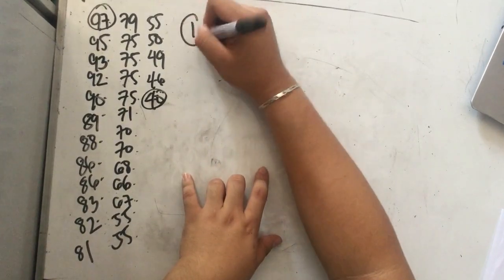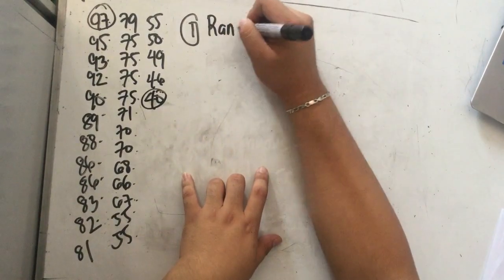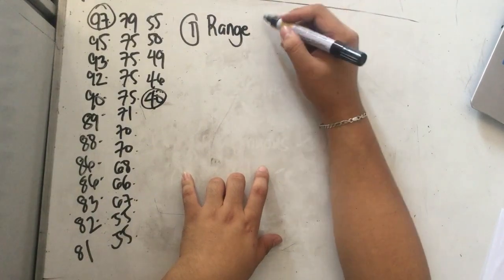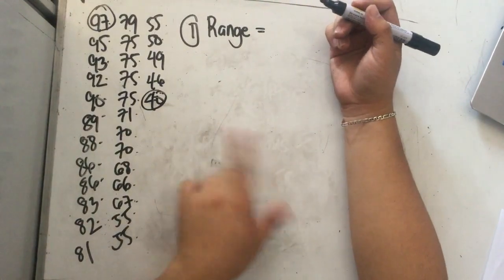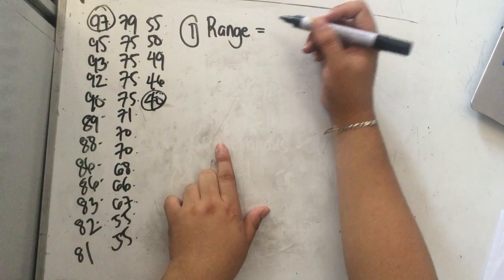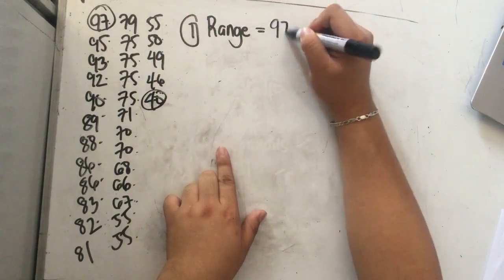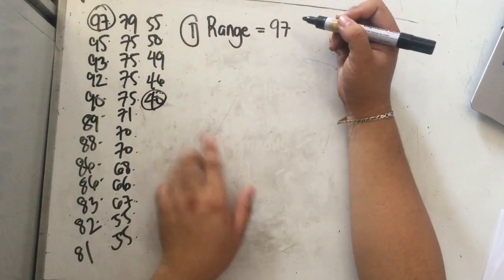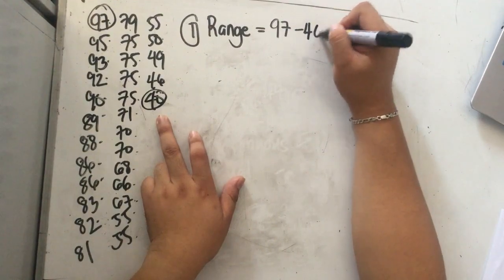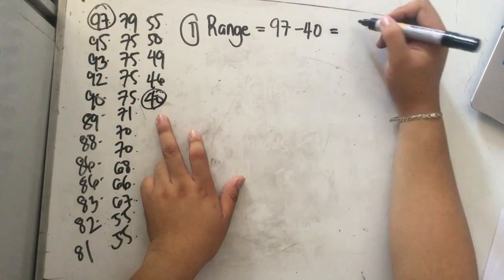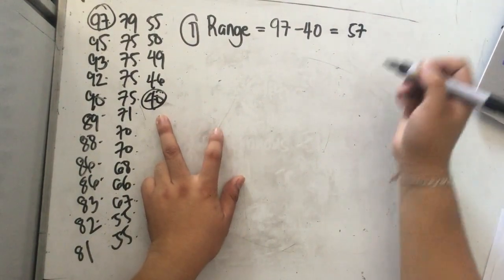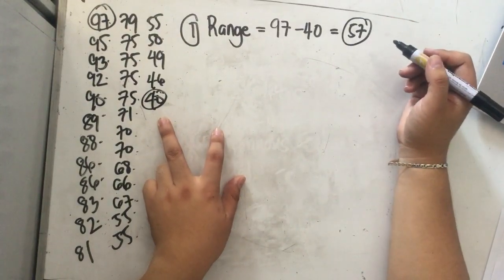Okay, so that will be our initial step para doon sa ating pagkuha ng frequency distribution table. So first step natin is getting the range. Okay, so the range is equal to the upper limit, yung pinakamataas na value sa atin. So we have 97 minus yung pinakamababa, we have 40. So we get 57. Okay, so 57 yung ating range.